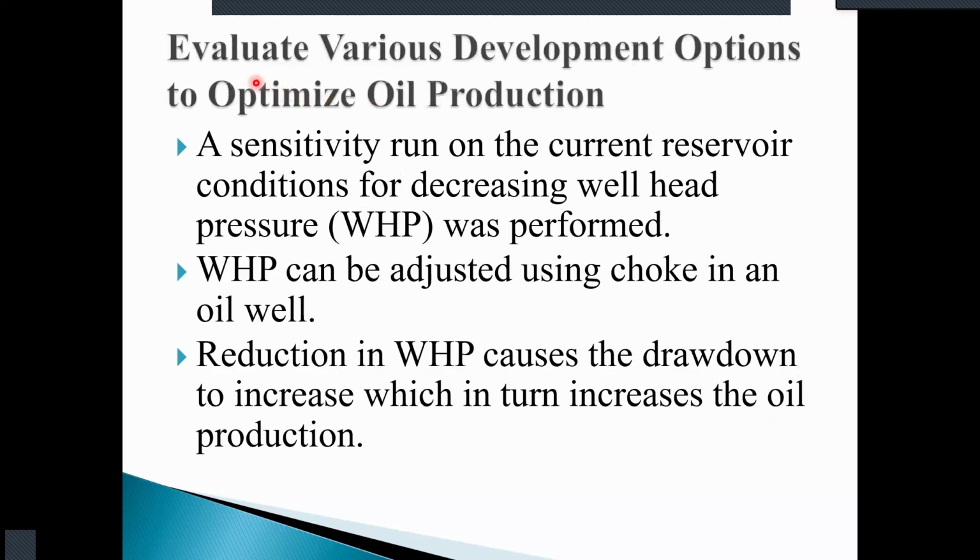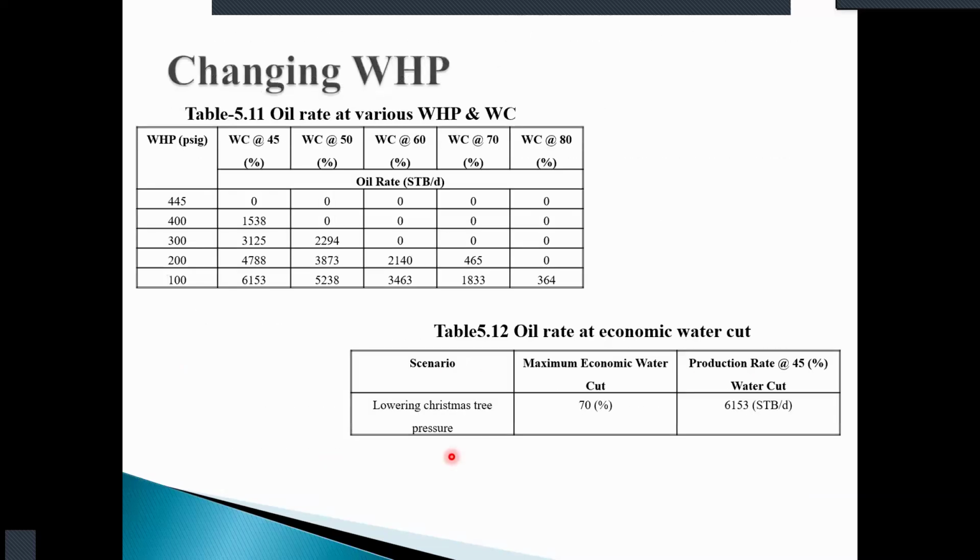In this case study, they have also evaluated various development options to optimize oil production. Since it is run on the current reservoir conditions, decreasing wellhead pressure was performed, because wellhead pressure is in our hands; we can decrease it anytime based on the choke. WHP is regulated using a choke in an oil well. Reduction in wellhead pressure causes the drawdown to increase, which in turn increases the oil production, of course.